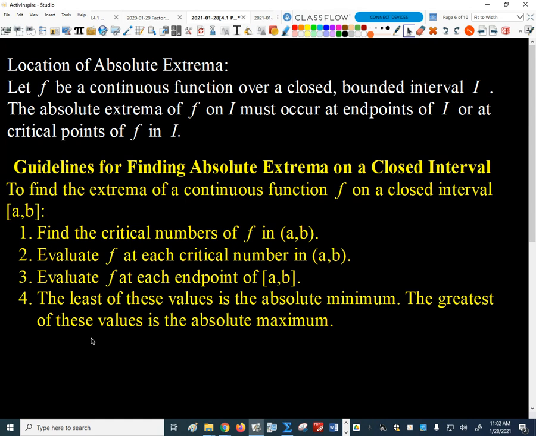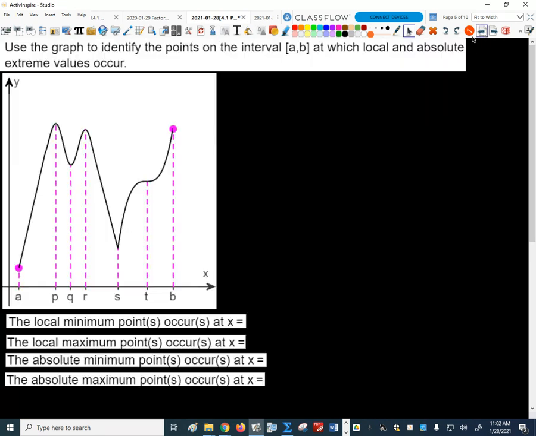So here are our guidelines for finding absolute extrema on a closed interval, where the endpoints are included. Think about this logically. What are the only possible places where absolute extrema could occur? If we look back at this last picture, what are the only possible candidates for the absolute minimum? Wouldn't they just be the relative minima, the valleys, or the endpoints? In this case, the endpoint ended up being the lowest point, the absolute minimum.